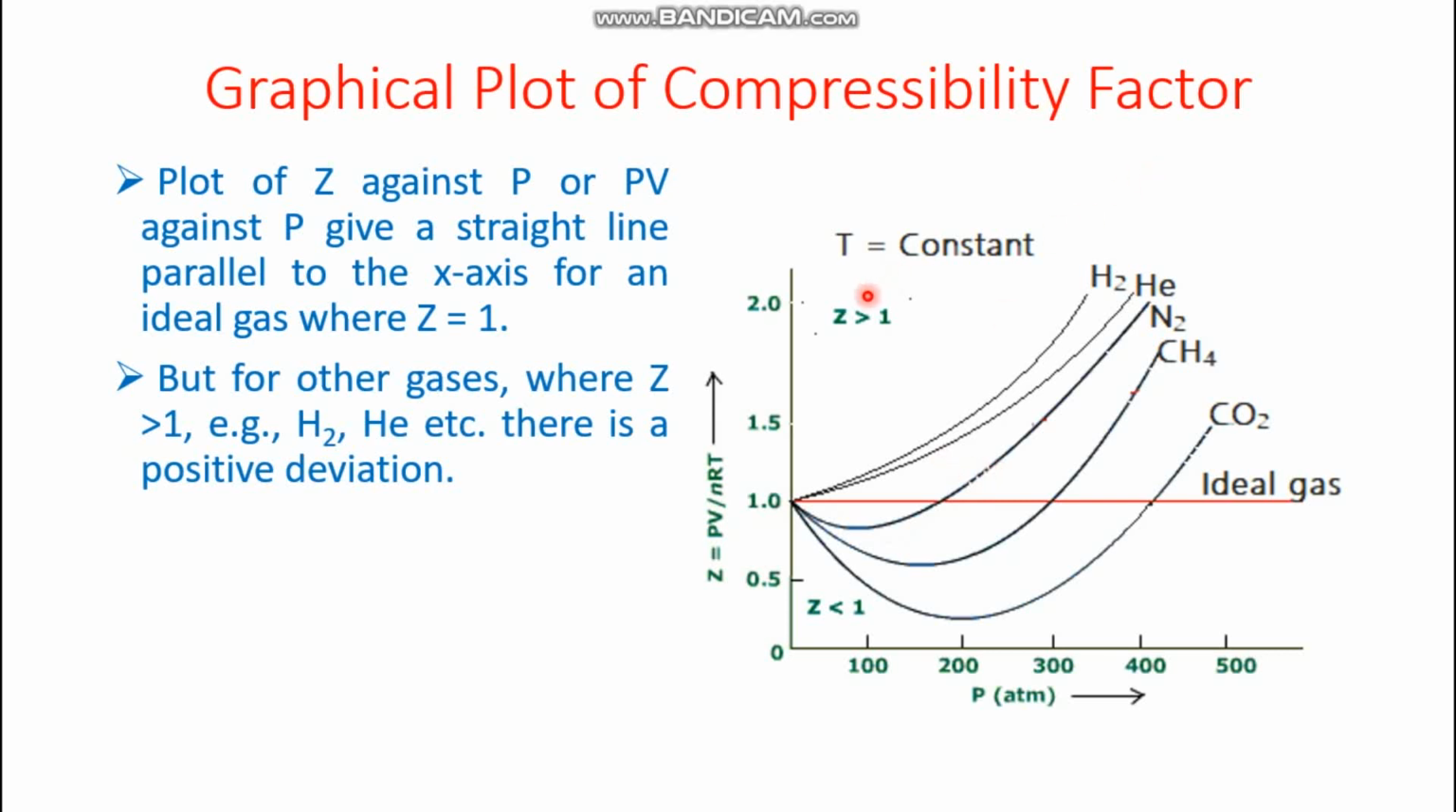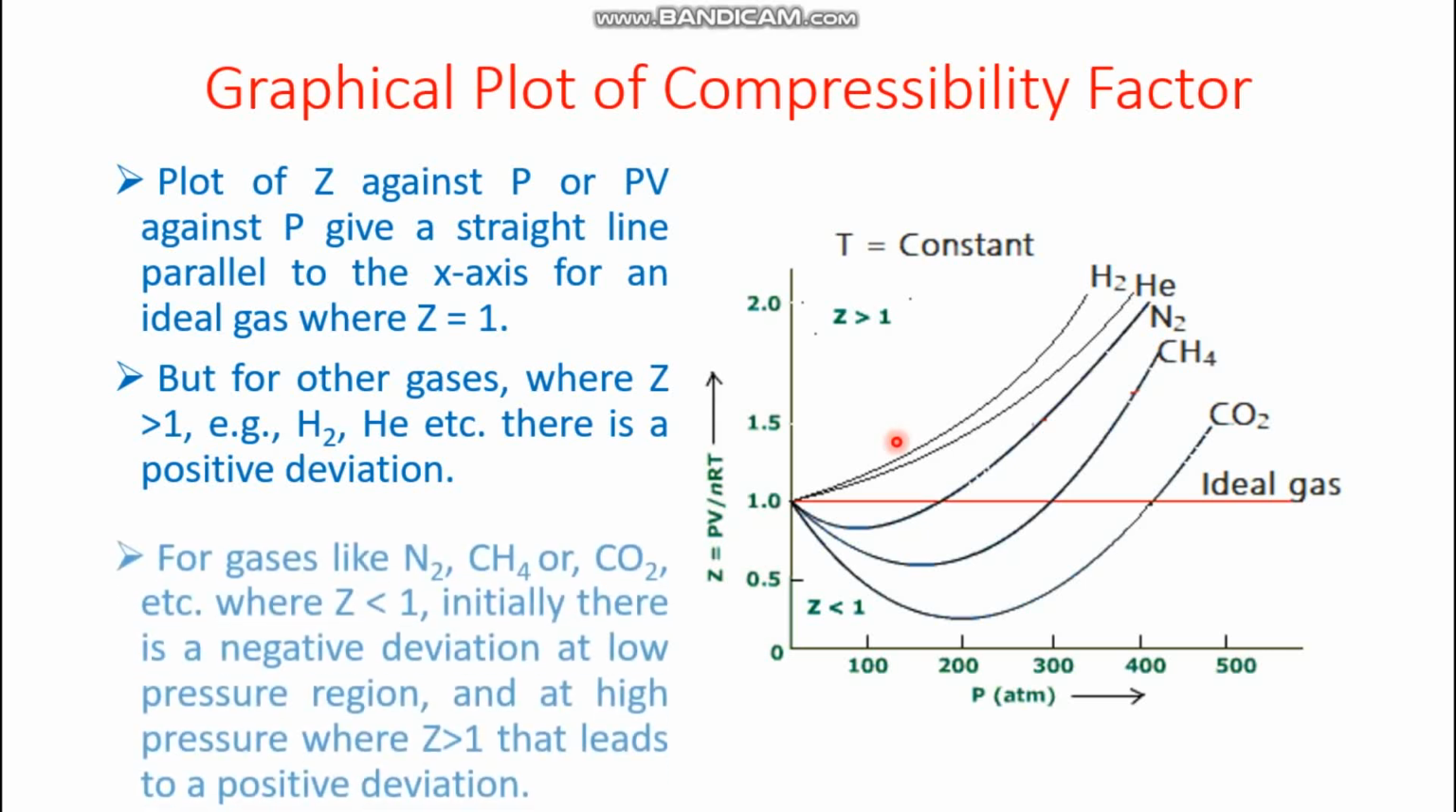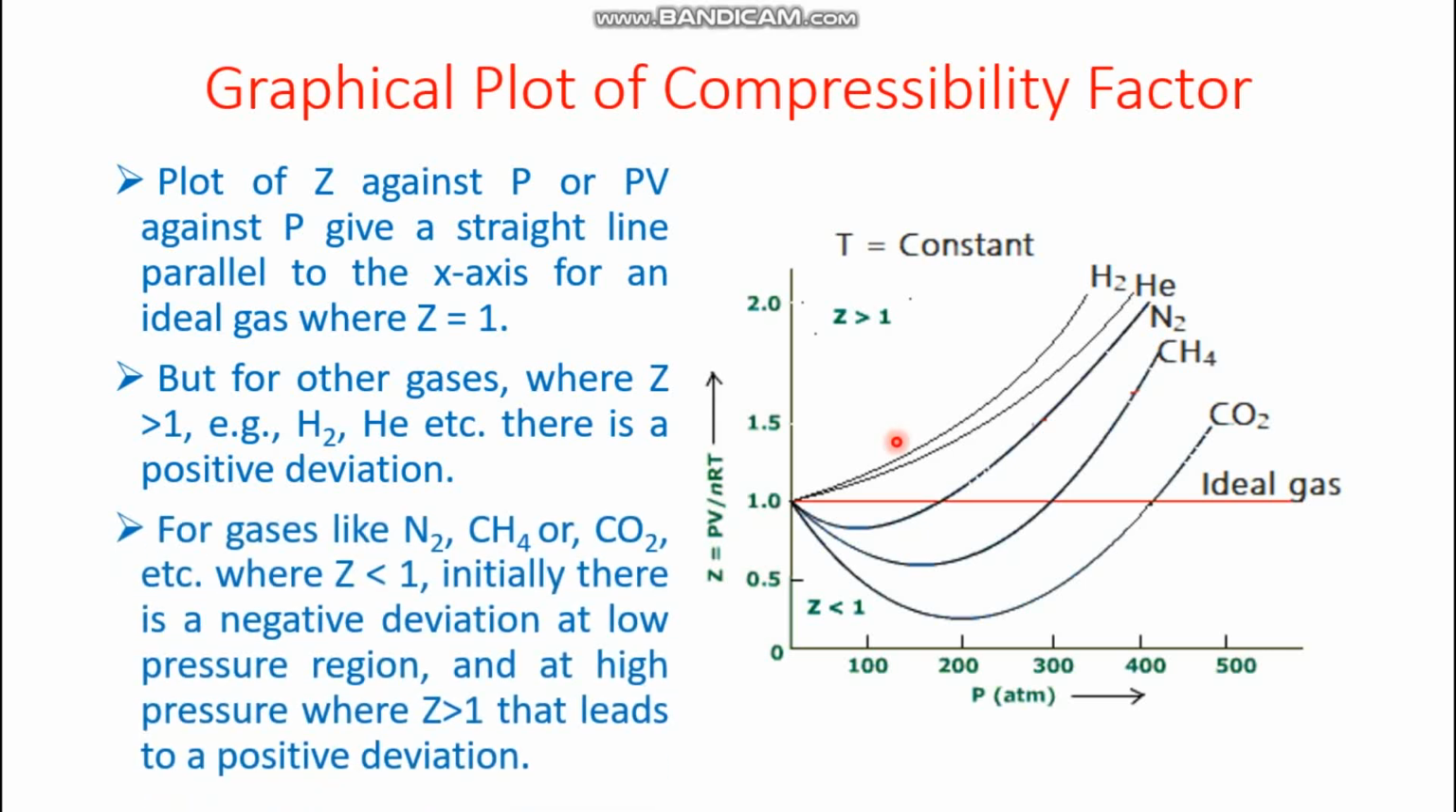And if the compressibility factor Z is greater than 1, for example for hydrogen and helium, there is a positive deviation. For gases like nitrogen, methane, carbon dioxide, etc., the compressibility factor Z is less than 1. So in that case initially it is Z less than 1, but eventually it becomes Z greater than 1. That is why there is a negative slope, but after some increase in pressure, the negativity vanishes and they also attain some positive character.